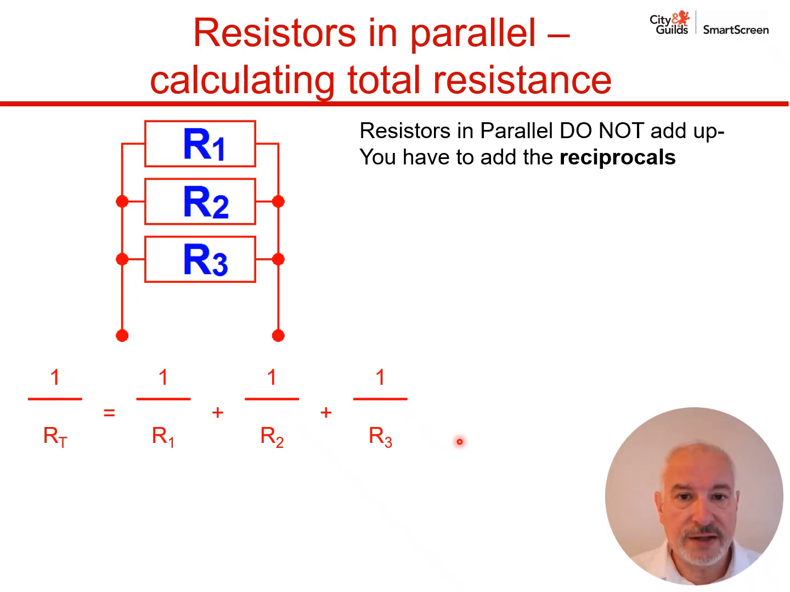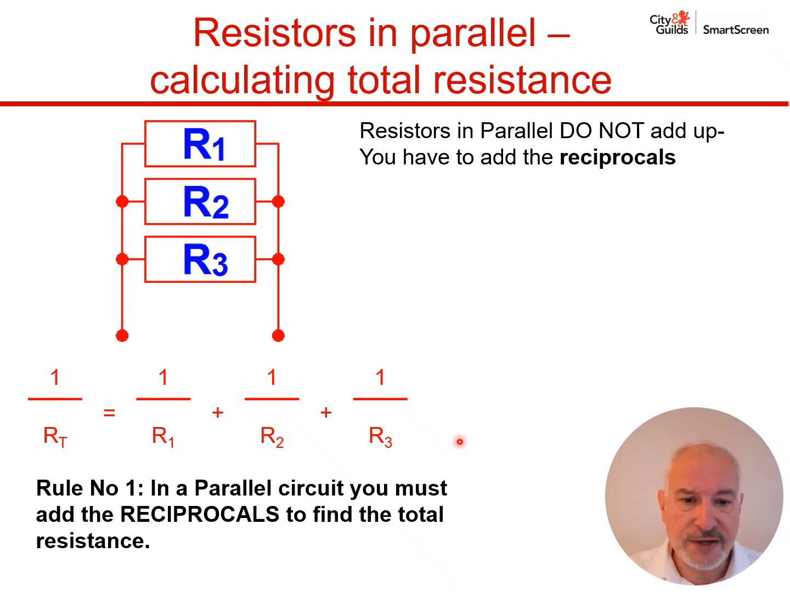We will look in the next video at some examples, and we'll be doing some calculations using this method and some other methods. But for now, I want you to take on board that we've got the first rule of a parallel circuit. And the rule is that in a parallel circuit, you must add the reciprocals to find the total resistance. So it is only the reciprocals that are added together, not the actual value of the resistance. So in a parallel circuit, you must add the reciprocals to find the total resistance.